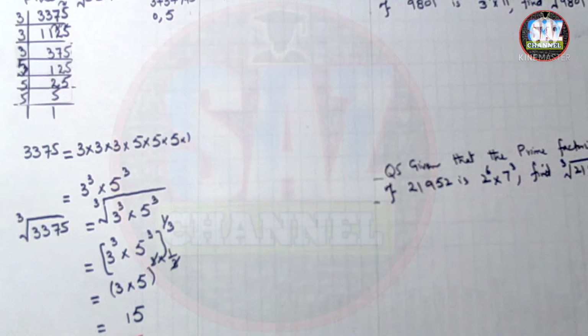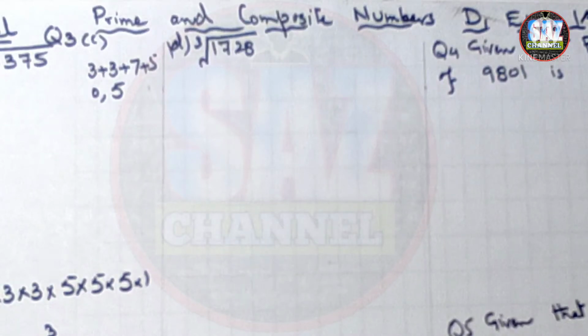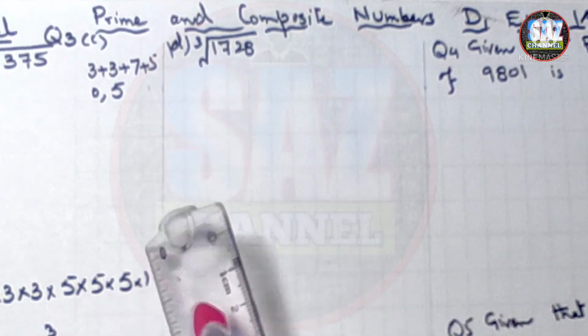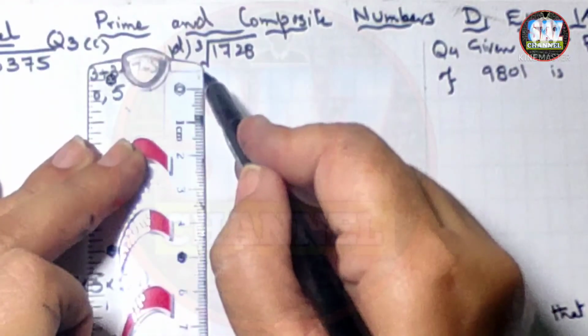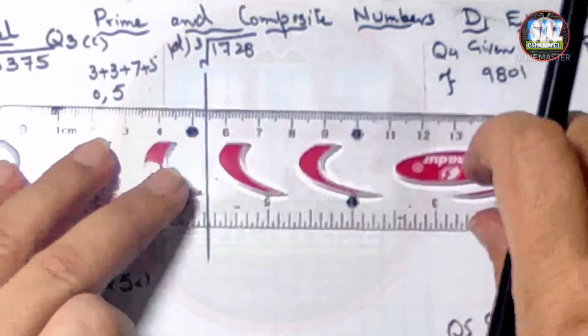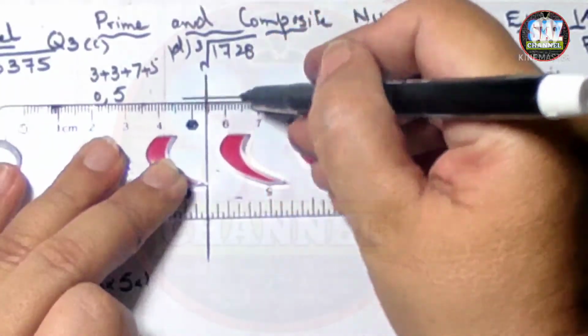Moving to the second part, that is the cube root of 1728. So first of all, we have to go for the prime factorization of 1728. Okay, so let me draw the diagram here for division purpose.